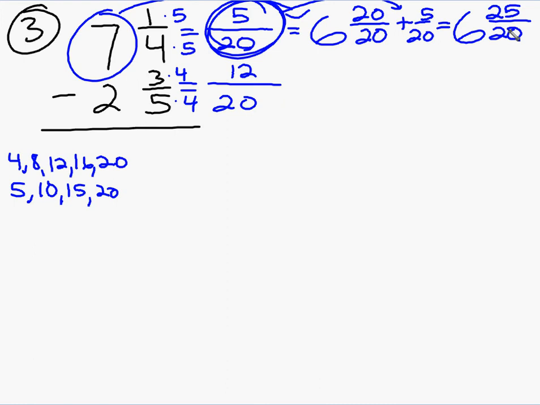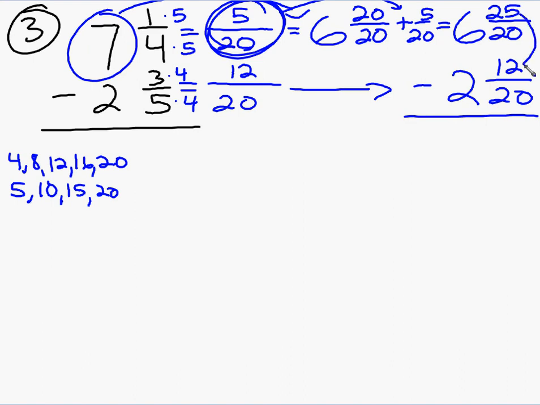It's just like the last two problems we did. We just had to find a common denominator first. Now I'm ready to bring this over and subtract my 2, and make sure you use the 12/20ths. We're ready to subtract now. 25 minus 12 is 13/20ths. 6 minus 2 is 4, and 13/20ths.